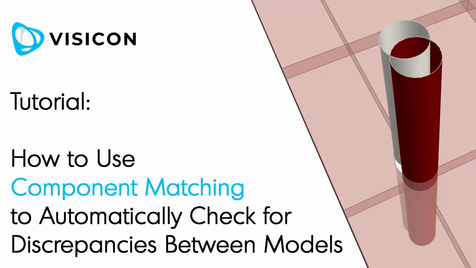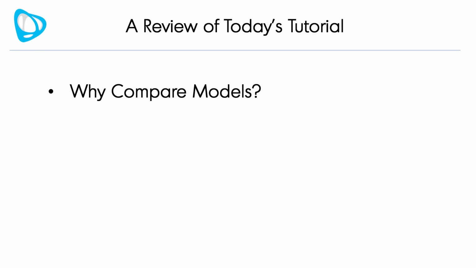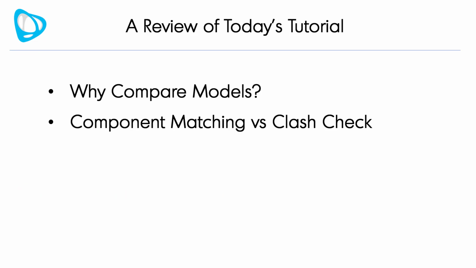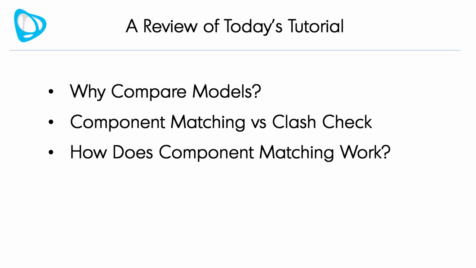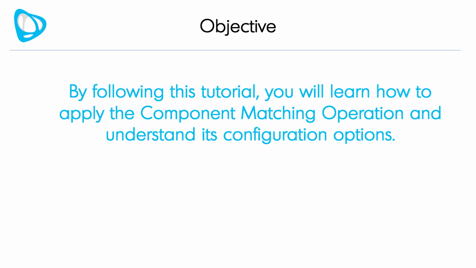This tutorial shows you how to use component matching to automatically check for discrepancies between models. We're going to start by talking about why we compare models. That's going to lead into a discussion on component matching versus clash checking. Then we're going to dig into how Visicon's component matching works, and conclude with some project examples. By following this tutorial, you will learn how to apply the component matching operation and understand its configuration options.